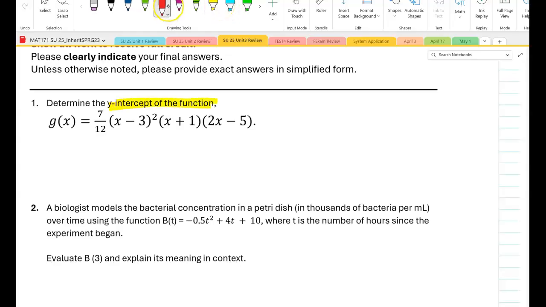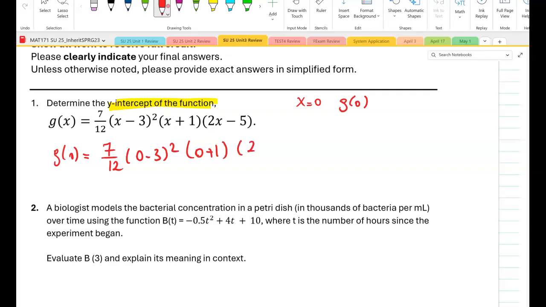So just remind ourselves what the y-intercept was, x equals 0. So if we go ahead and find what g of 0 is, we can find the y-intercept. So let's work it out. 7/12, everywhere we see x, we're going to plug in 0. Just be careful when you're doing the algebra here. Students are prone to mistakes, even in a simple question like that. So pay attention. All right, 7/12, we're carrying it over.